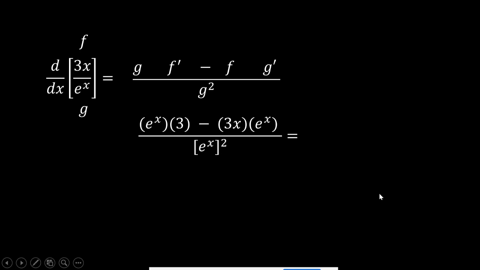Okay, well, that's what I got. I wrote g, I left it alone, there it is. I needed f prime, so I took the derivative of 3x, which was 3, minus f, which was 3x, there it is. And I took the derivative of g. So I took the derivative of e to the x, which was e to the x. And that's over g squared, so I just put g squared, okay?